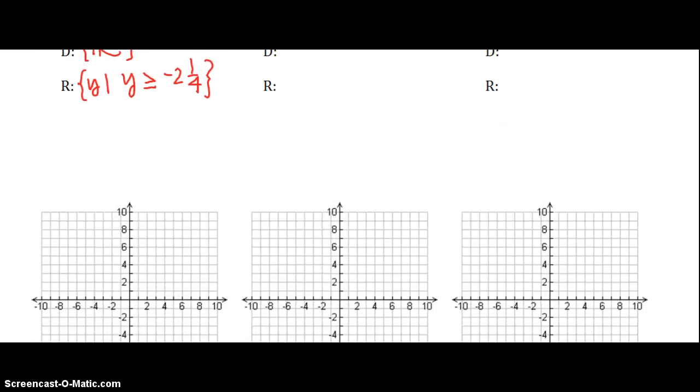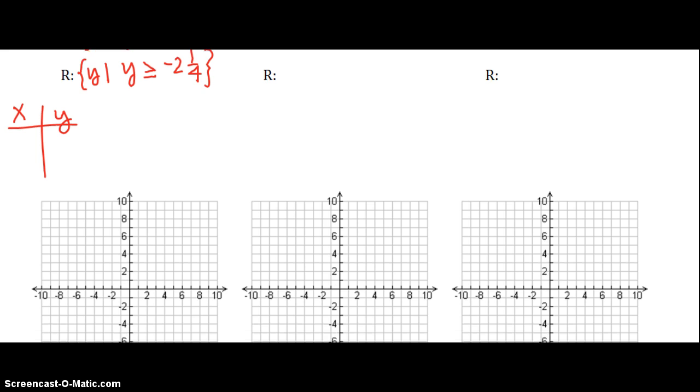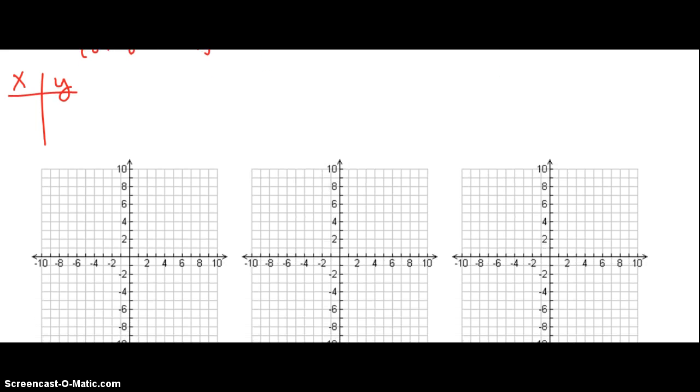Oh, and I need 2 other points. Remember how I needed 3 points. So I know I have the vertex. Let's go ahead and plot that. The vertex was 1/2, which is kind of tricky, and negative 2 1/4. So our vertex is about right there.